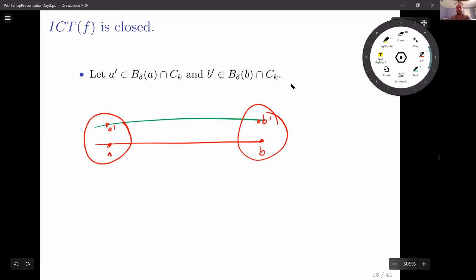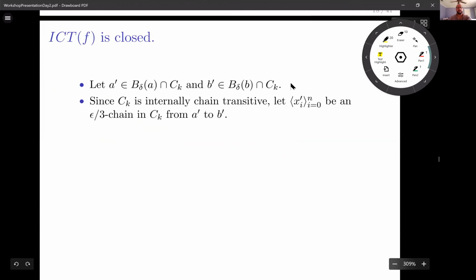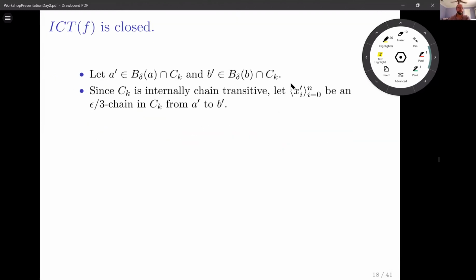Now because CK is internally chain transitive, I can get from there to there, to there, to there, to there, to there, with some small gaps in here, right? Whatever size I need. Okay. And then I'll just take those things and send them back and pick my points down here that are going to be the chain in C. All right, so since CK is internally chain transitive, we can choose a chain, let's call it X naught prime to Xn prime, to be an epsilon over 3 chain from A prime to B prime. Okay, that was the picture we just drew.